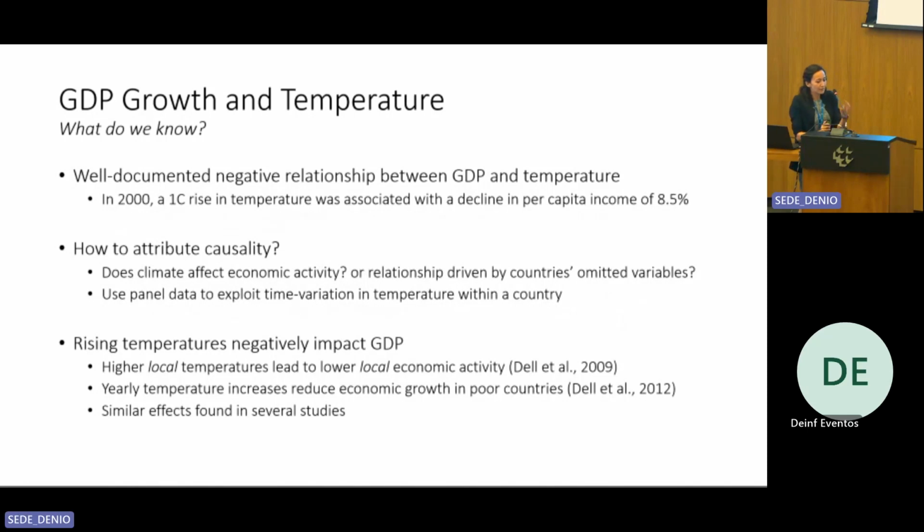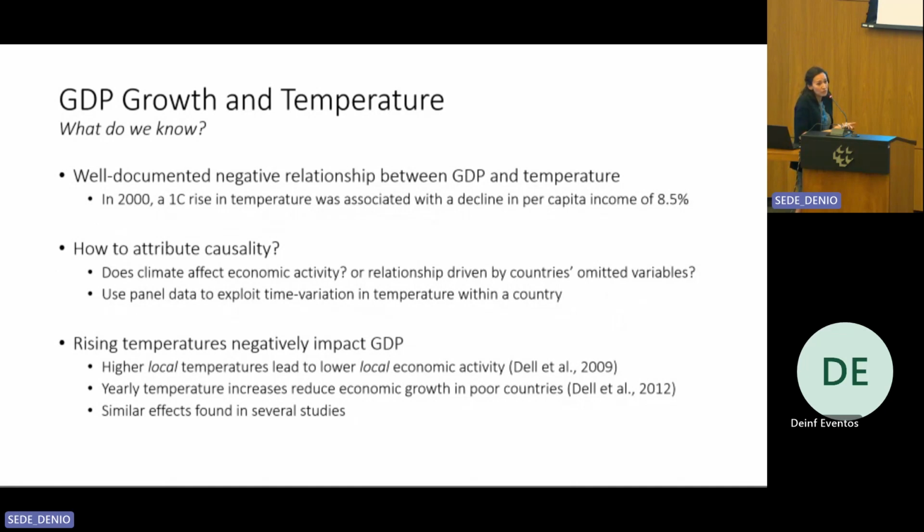So this question that Chad and his co-authors are answering, let me just say, what do we know on the relationship of GDP growth and temperature? And as Chad said, there's a vast amount of literature on the topic. So it is well documented that there is a negative relationship between GDP and temperature overall. And just as an example, in the year 2000, a 1 centigrade rise in temperature is associated with a decline in per capita income of 8.5%.